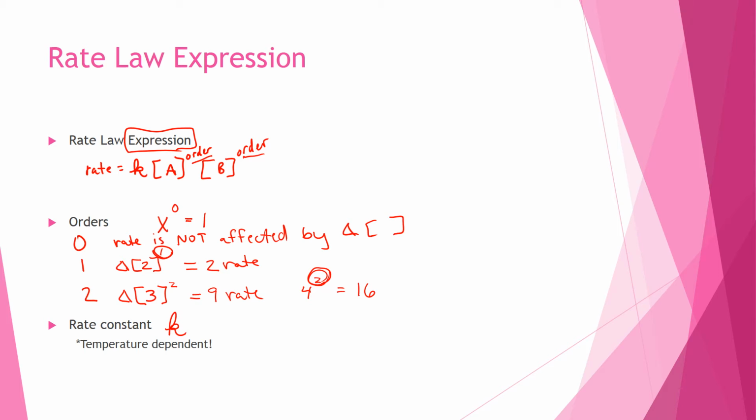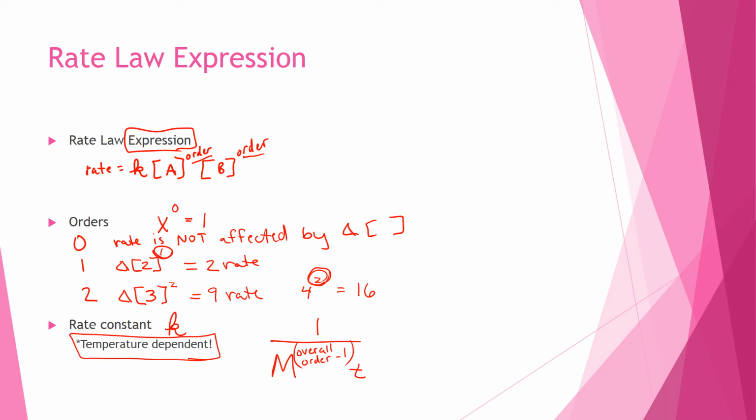The next thing we have to be able to do is work with our rate constant. Our rate constant is temperature dependent, so the only time that it changes is when temperature changes as well. Don't forget, the units for K are tricky and they always change. So the units for K are 1 over molarity raised to the overall order minus 1, times the time value.